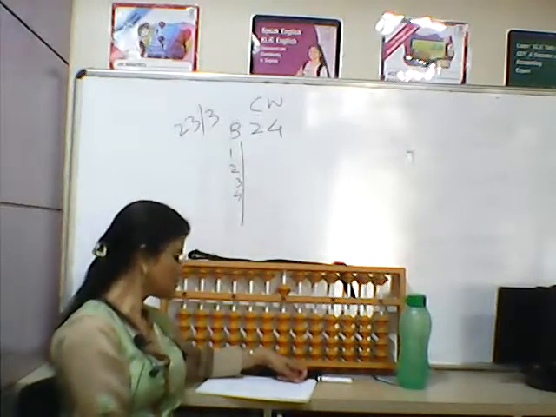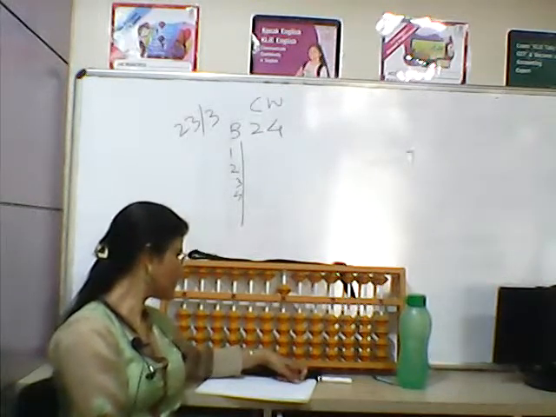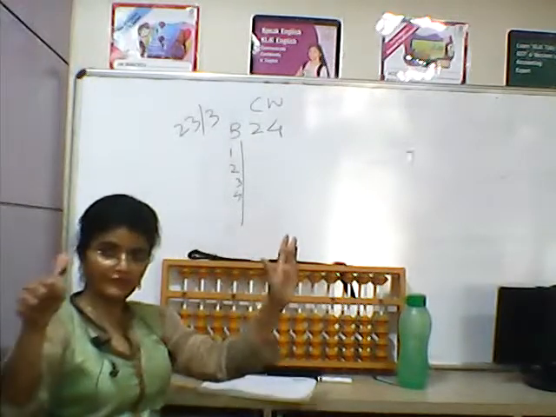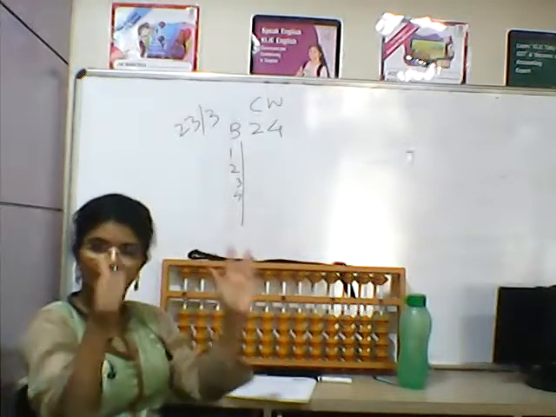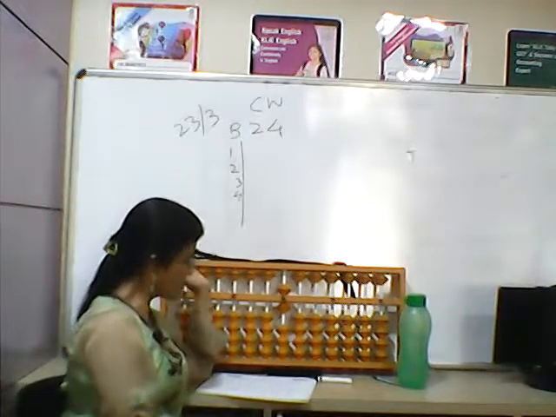Next sum. Sum number 5. The sum is 6. 5 and 1, close action.